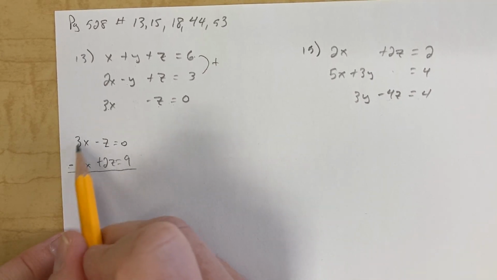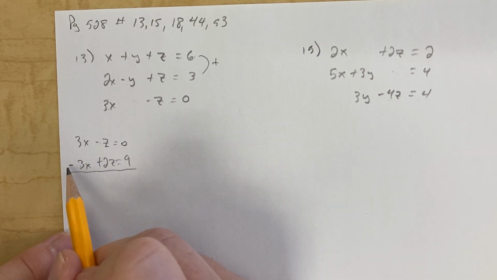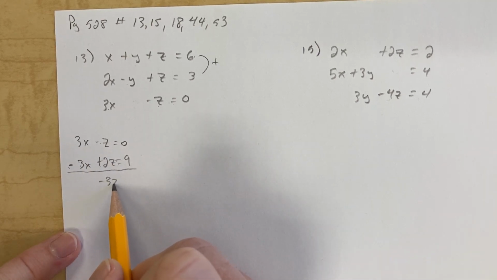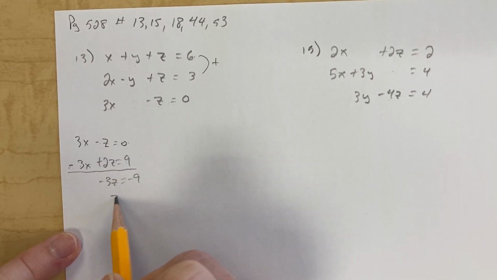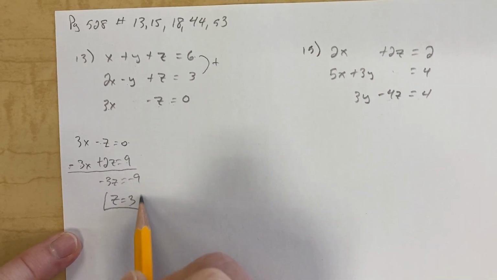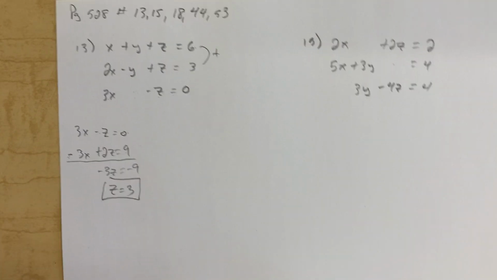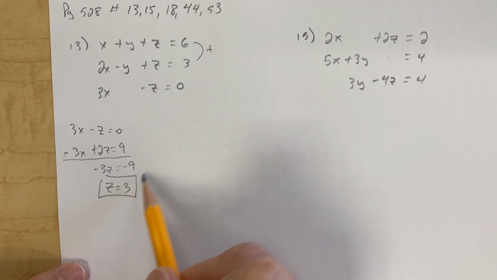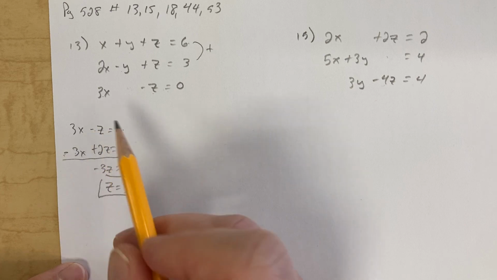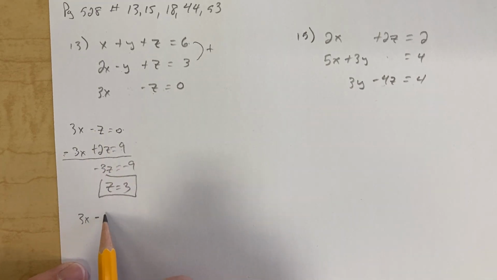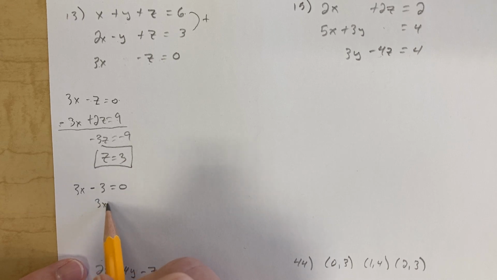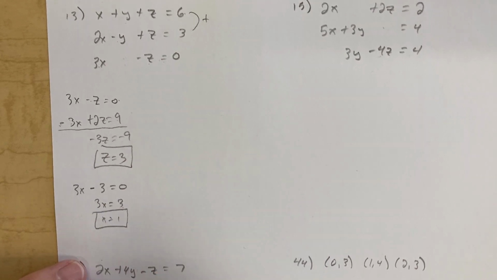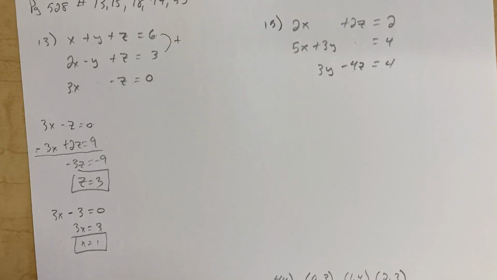3 minus 3 is 0, that goes away. Negative 1 minus 2 is a negative 3. 0 minus 9 is negative 9. If you divide, we get z equal to 3, and there's our first answer, okay? Now we're gonna put that 3 back in. We'll put it in right there. We get 3x minus 3 equals 0. If you add 3, divide by 3, we're gonna get x equal to 1. There's our second answer, okay?